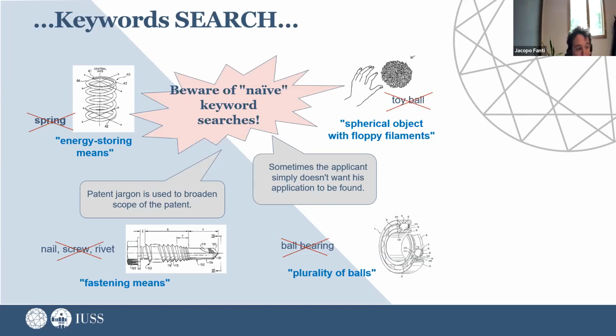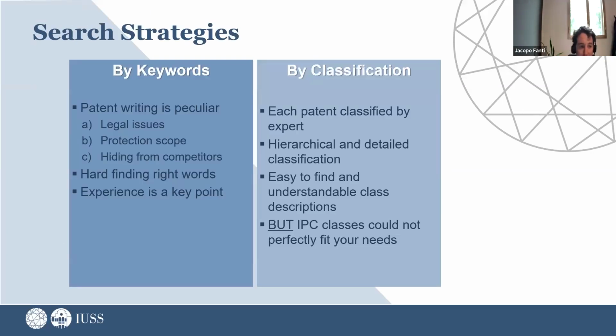In this case, you can see the typical nail. A patent claiming a nail will probably never mention the word nail or screw. A nail in general is a fastening means, for example. So be aware of this typical and peculiar style of patent writing.